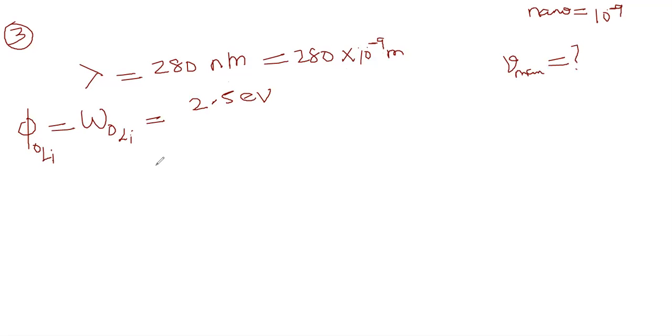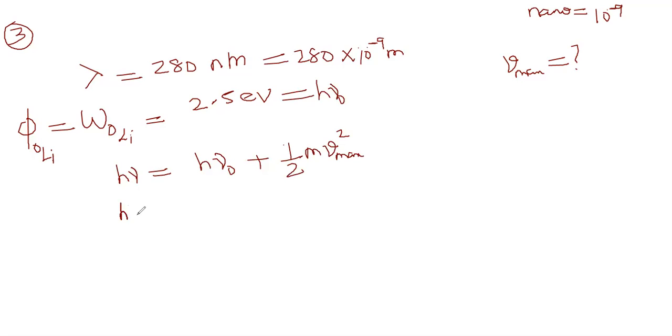We have to write the photoelectric equation. H nu is equal to H nu naught plus half mv square. This is the photoelectric equation. First write this. Then what is H nu? We don't know nu, we don't know nu naught. We don't need this because H nu naught is already given to us. H nu is not given, but H c by lambda. We will convert that as H c by lambda is equal to 2.5.